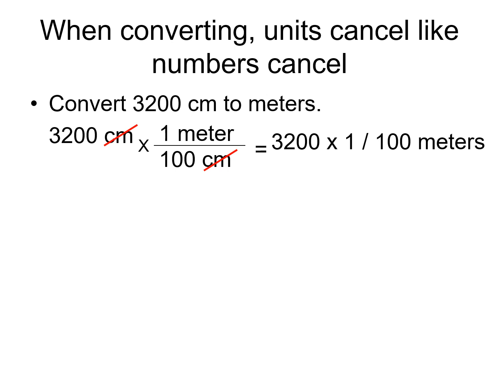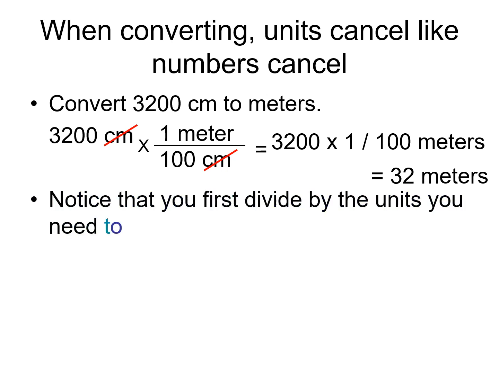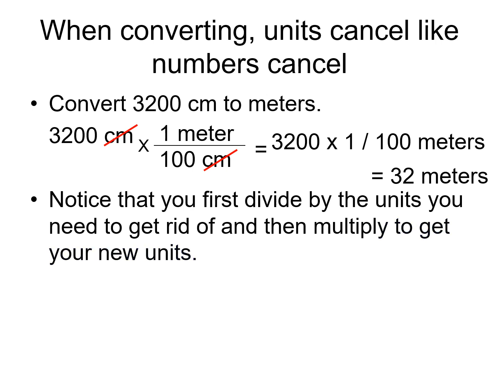All right, so go ahead and cancel the centimeters, and we multiply through by the numbers. So 3,200 times 1, divided by 100, gives me 32 meters for my conversion measurement. Notice that the first thing we do is divide by the units that we want to get rid of, and then multiply by our new units.